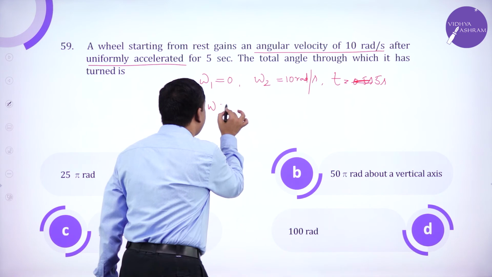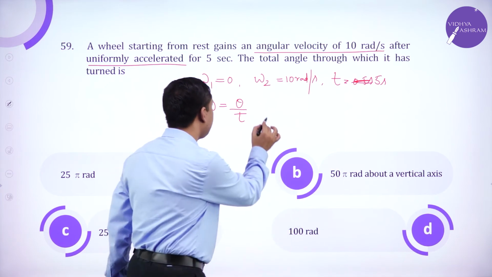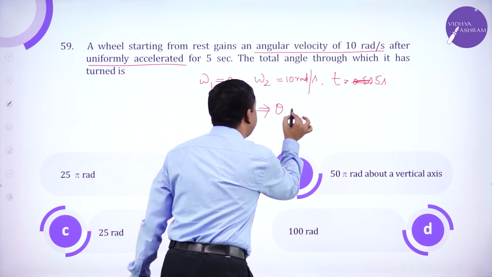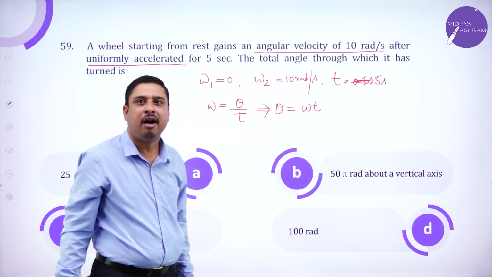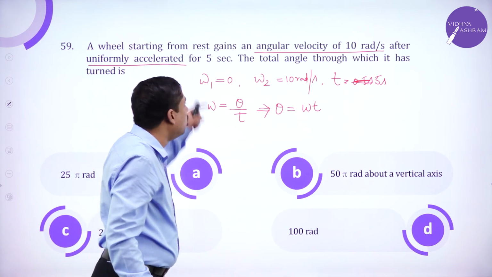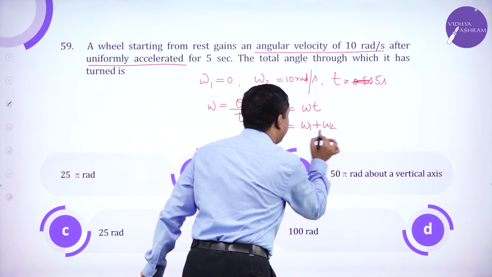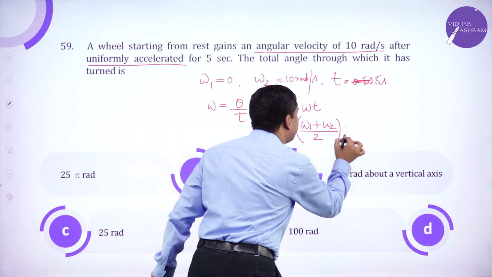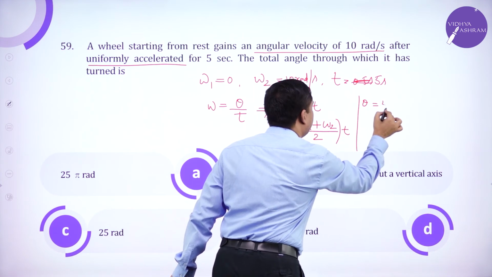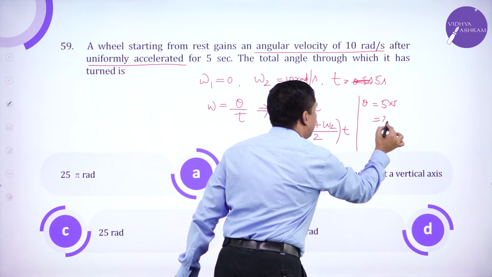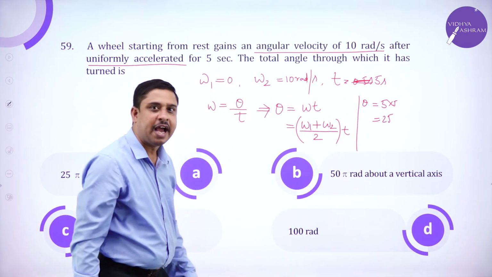So we know angular velocity is angular displacement by time, which means angular displacement is omega into t. Now what is this omega? Very clearly, the body is uniformly accelerated. So it is omega 1 plus omega 2 by 2 into t, which is theta equals 10 by 2, 5, 5 into 5, 25 radians should be the answer. So the answer is 25 radians.